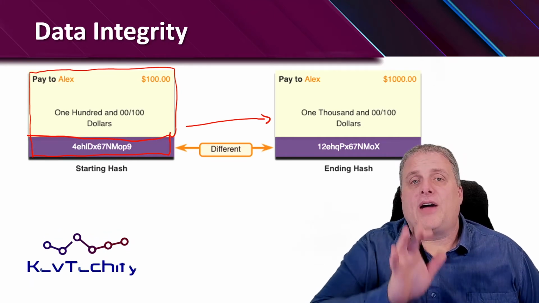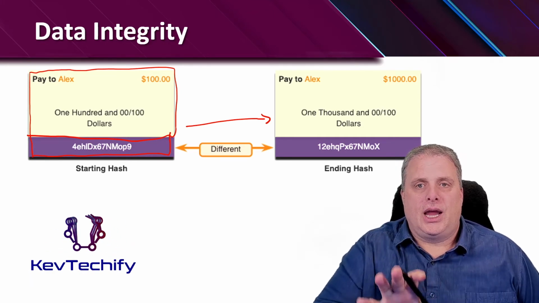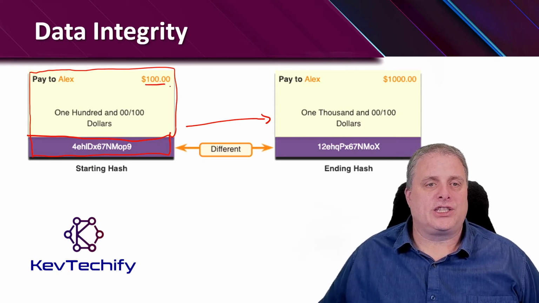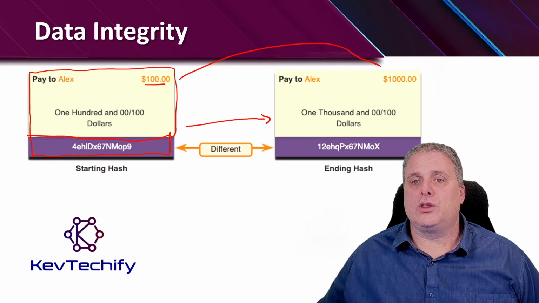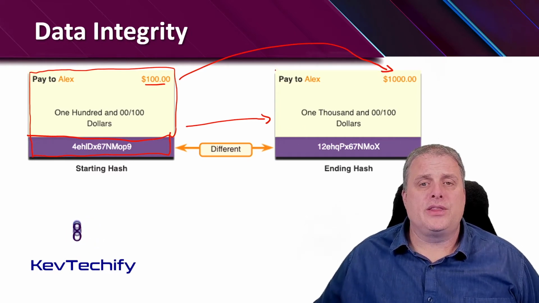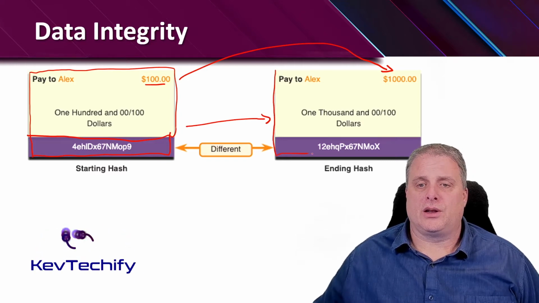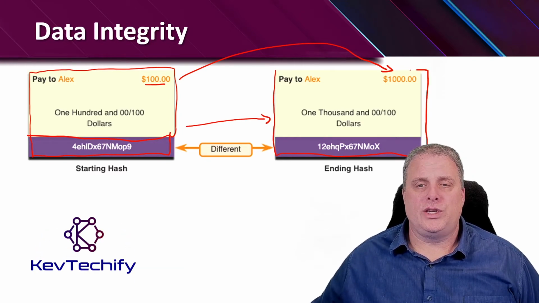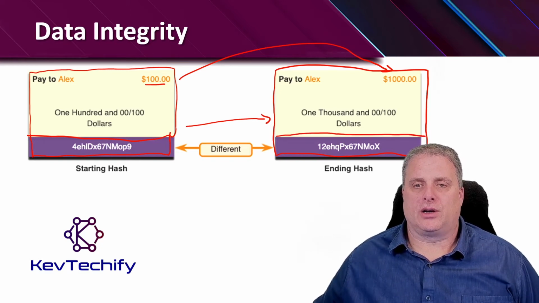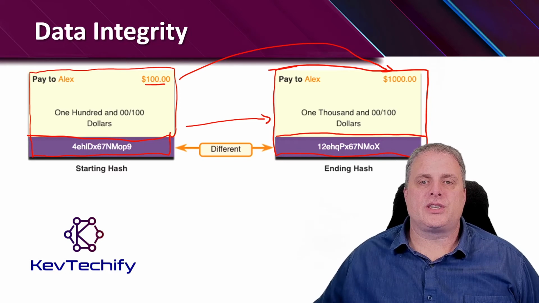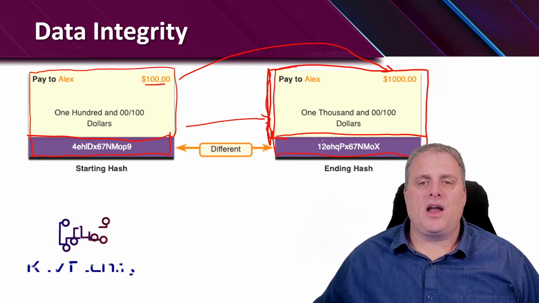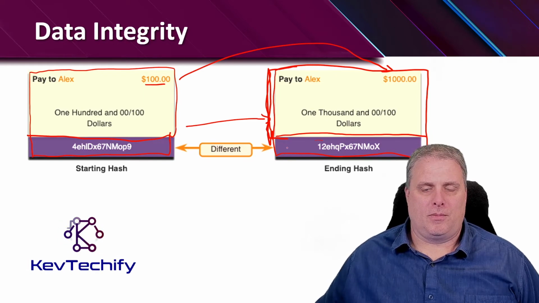And somehow Alex was able to get the message and change that $100 that you're paying him and add an extra zero into it. All of a sudden, it looks like you are paying Alex $1,000. So you get the message. The message comes in. What happens is we strip the message and the hash from each other. We now run this new message through the hash program. We get our number and we compare them.